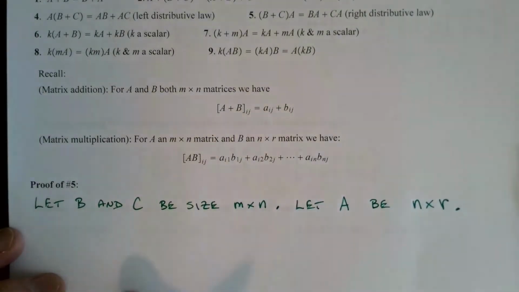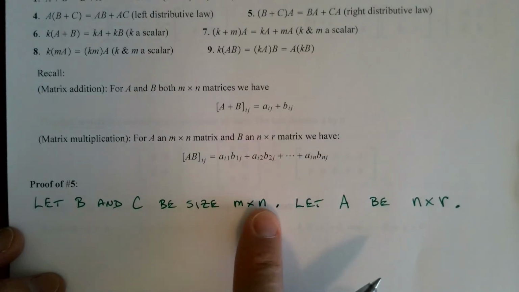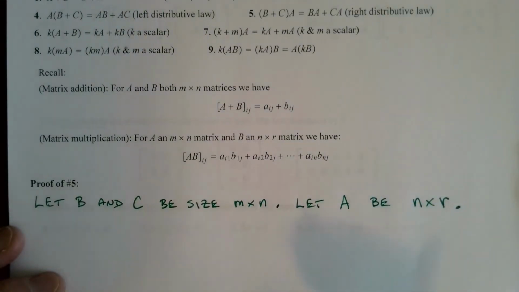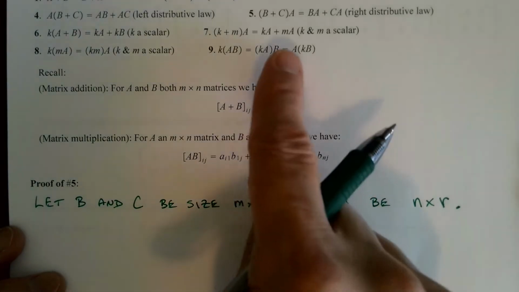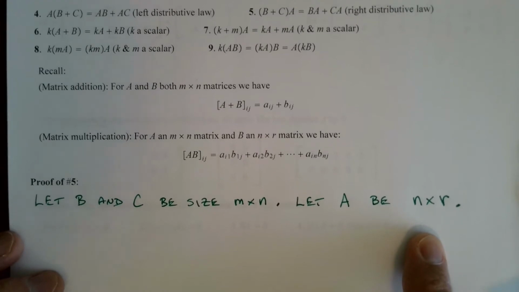Again, you have to do proofs arbitrary. I can't let B and C be size 3 by 2 and A be size 2 by 7 or something like that. I can't look at specific examples. Right? I have to prove it true for any matrices where, of course, these operations are indeed defined. So the operations would be defined.